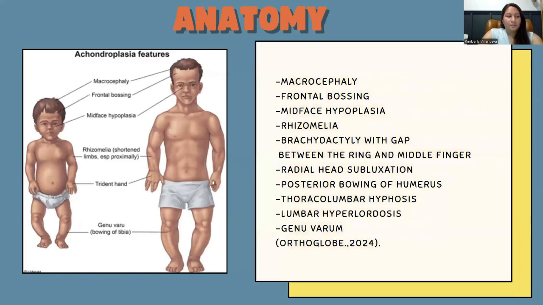In terms of anatomy, I have a child and an adult presenting key features of achondroplasia. We have macrocephaly, which is a larger head, frontal bossing, which is a broad forehead, mid-face hypoplasia, which is the small nose bridge, rhizomelia, which is when the proximal portion of the limb is shorter than the distal portion. You can see this in the child and the adult, where the portion where the bicep is is shorter than the portion where the forearm is.